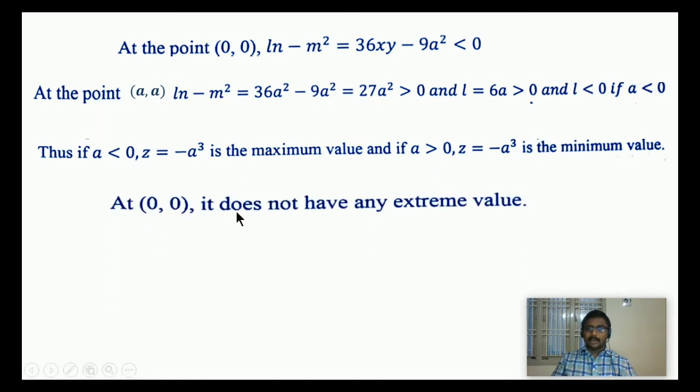At (0, 0), it does not have any extreme value because (0, 0) is a saddle point. By the working procedure, whenever LN minus M square is negative, less than 0, then there is no maxima or minima, and the stationary point is called a saddle point. So at (0, 0), it does not have any extreme value. Extreme value means either a maxima value or a minima value. So (0, 0) does not attain any maxima or minima.